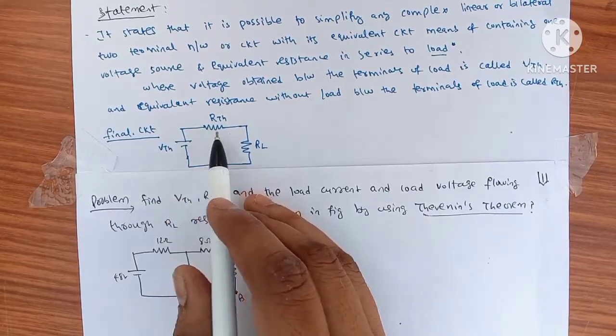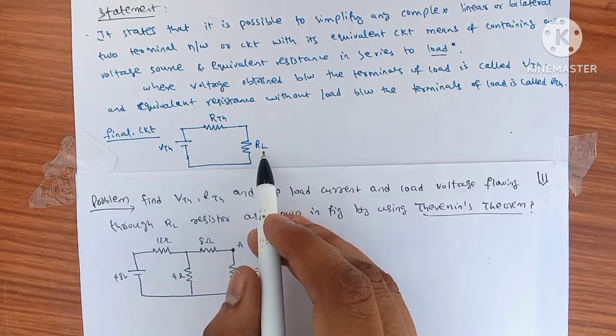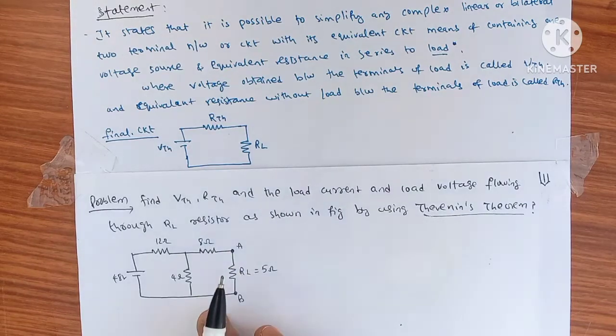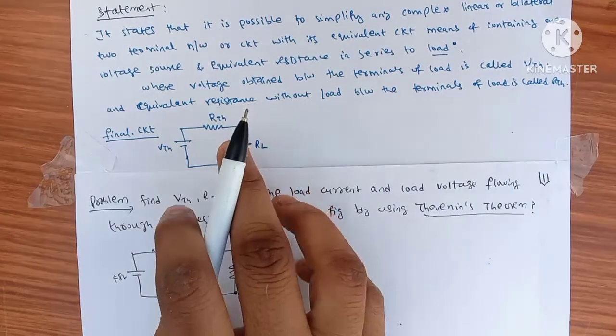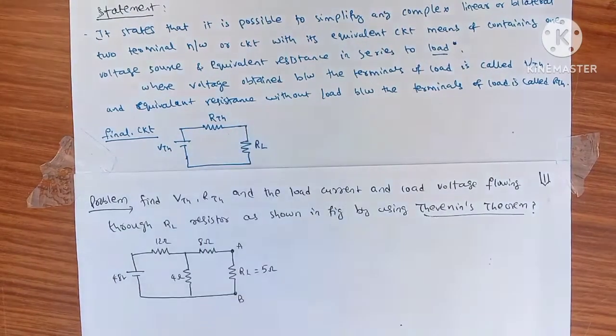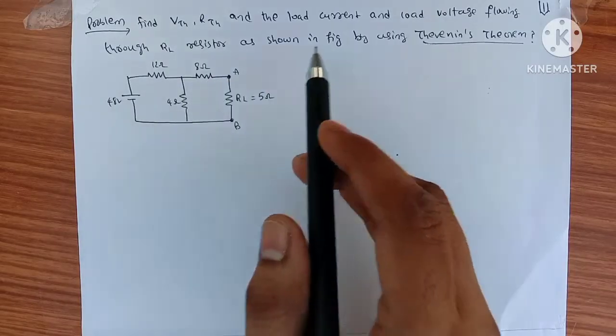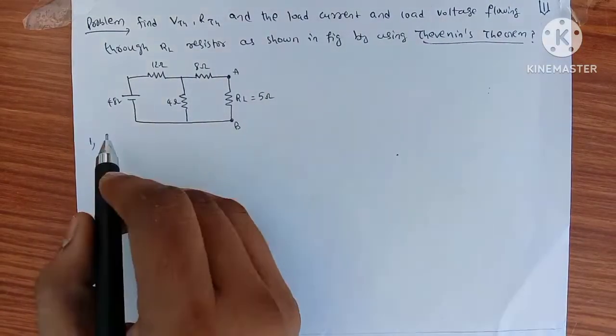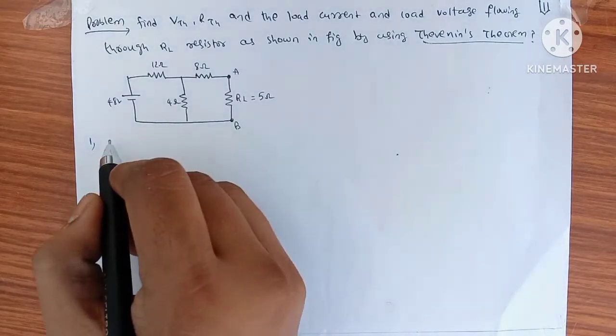Nothing but VTH and RTH along with the load resistance. So the circuit is converting into this simplified circuit. So the circuit is going to be simplified into the Thevenin circuit. First step is we want to calculate VTH.